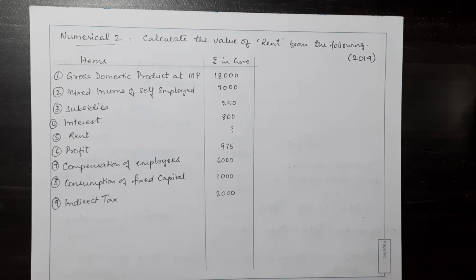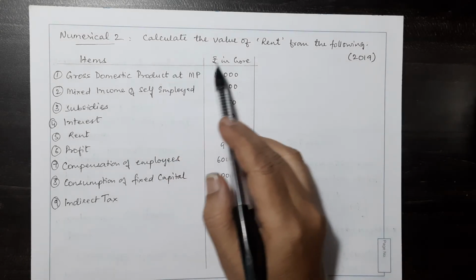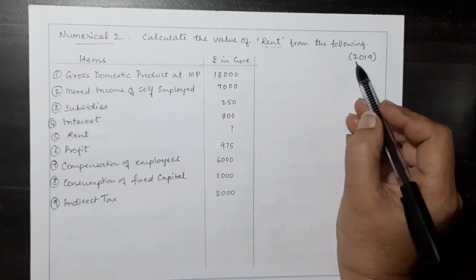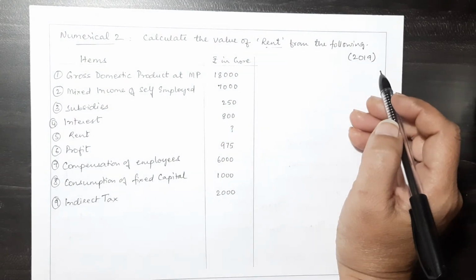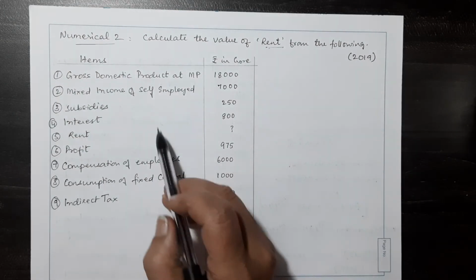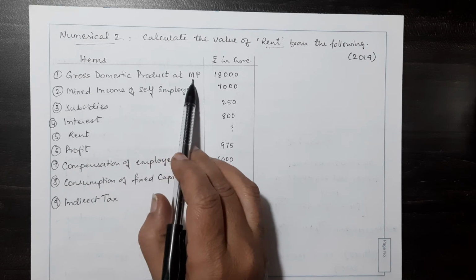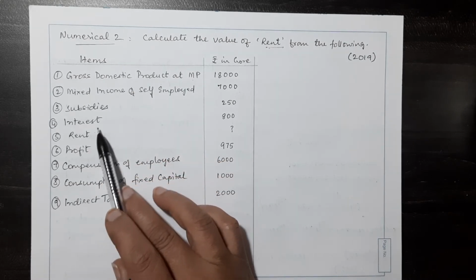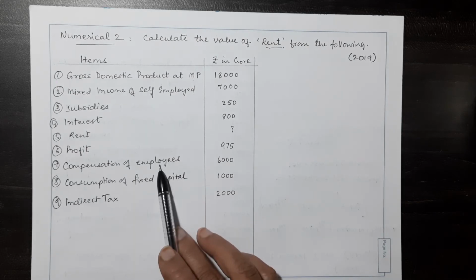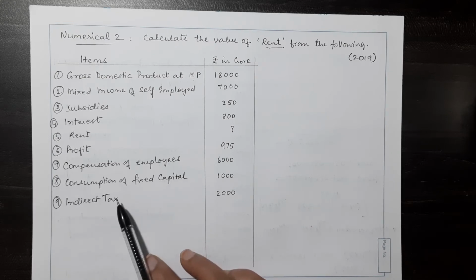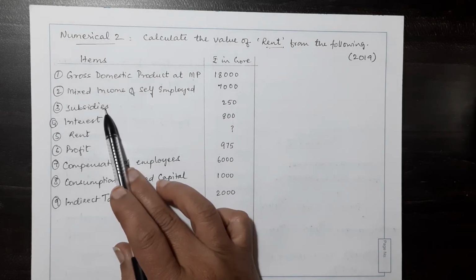Let's solve another numerical. Here we have to calculate the value of rent. This is a 2019 question paper. We have to calculate rent over here. And what are we given? We are given gross domestic product at market price, mixed income, subsidy, interest, rent, profit, compensation of employees, consumption of fixed capital, that is depreciation, and indirect tax. So indirect tax and subsidies will give us the net indirect tax.